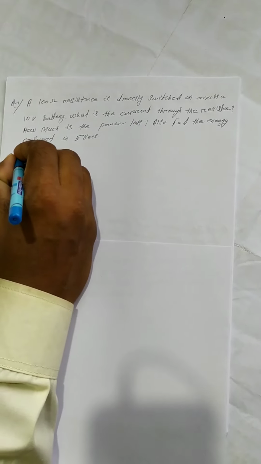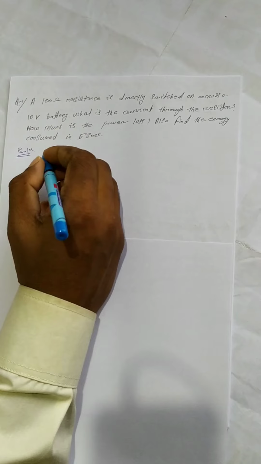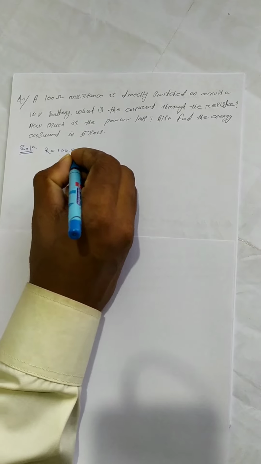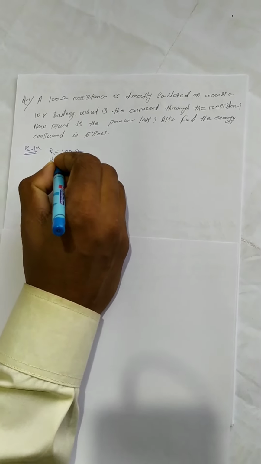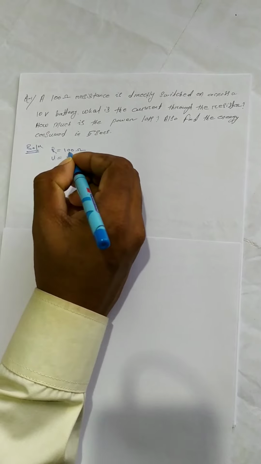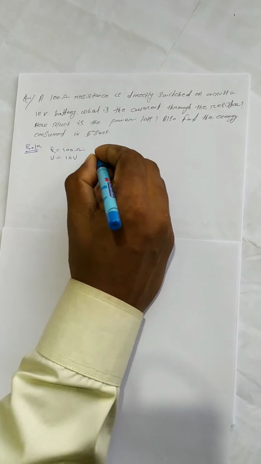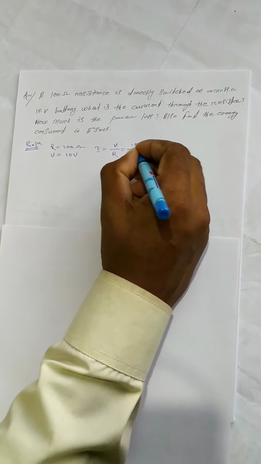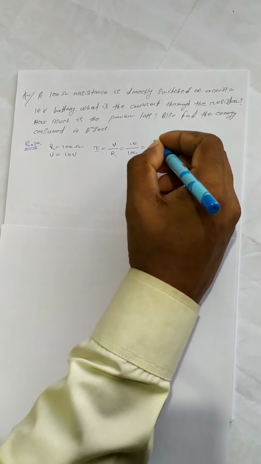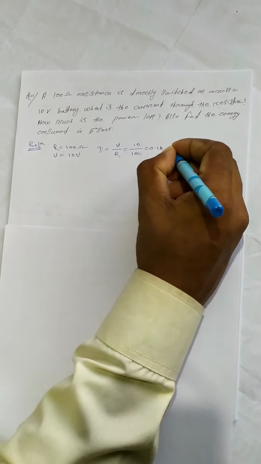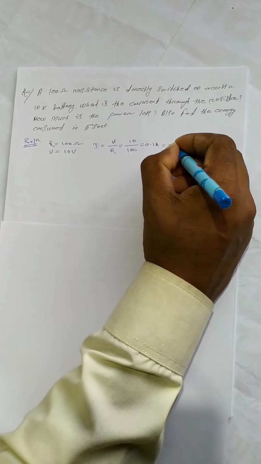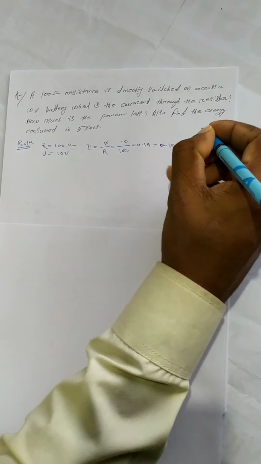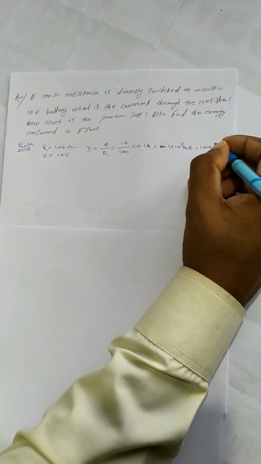Okay, solution of this. First, we have to write down the given data. That means resistor R equal to 100 ohm. Given voltage source 10 volt. Now the current through the resistor, we know I equal to V by R. Simply 10 by 100, which equals 0.1 ampere, which we can write as 0.1 into 10 to the power 3 milliampere, which is equal to 100 milliampere.